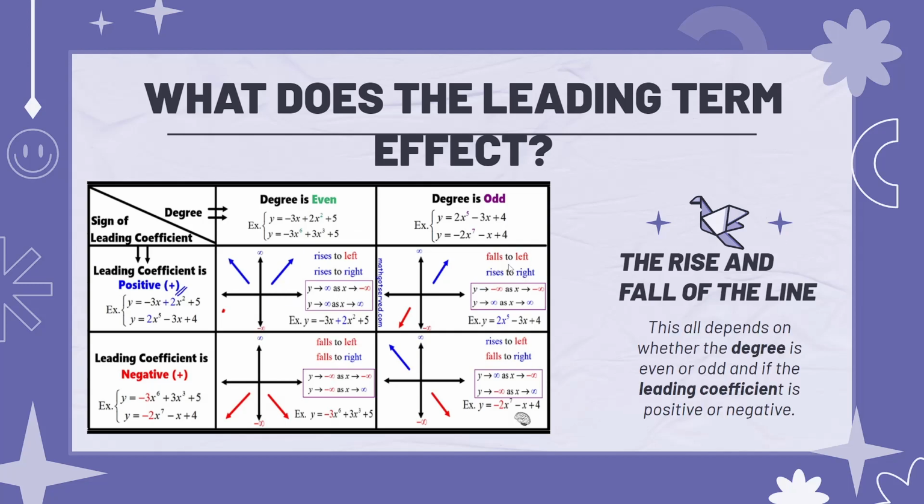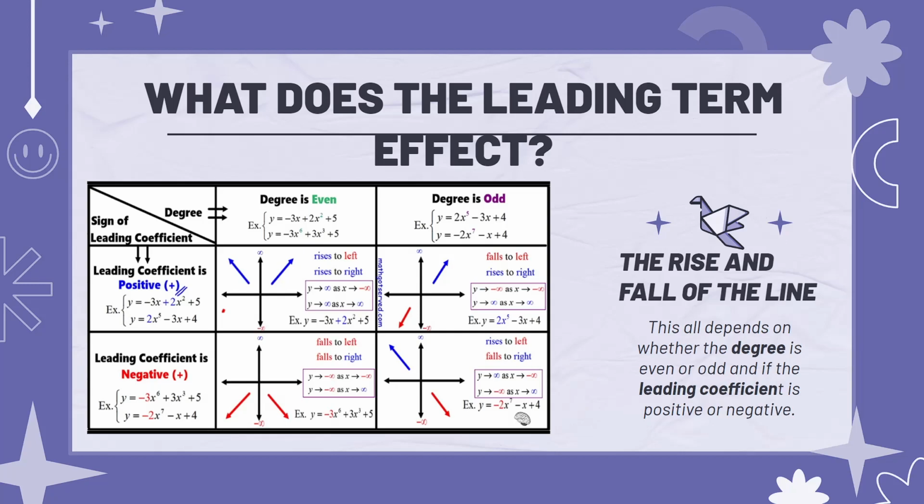This all depends on whether the degree is even or odd, and if the leading coefficient is positive or negative. So if we had a degree that's even with a leading coefficient that's positive, we'll have a rise to the left and it will rise to the right. If we had a leading coefficient that was negative and a degree that is even, it would fall to the left and fall to the right.